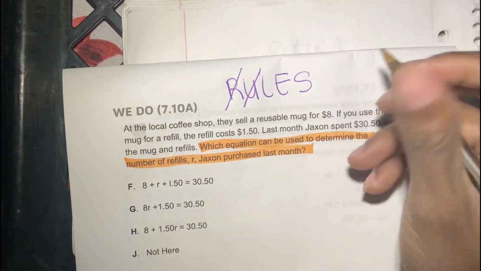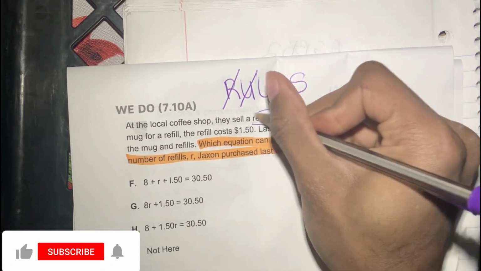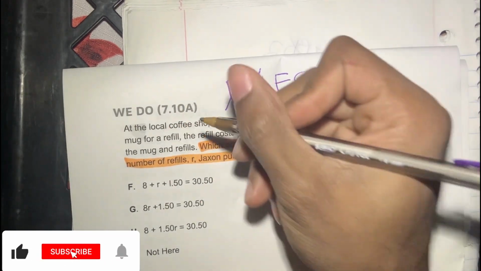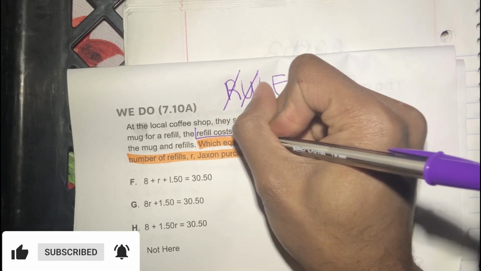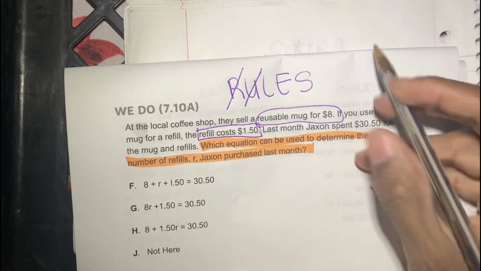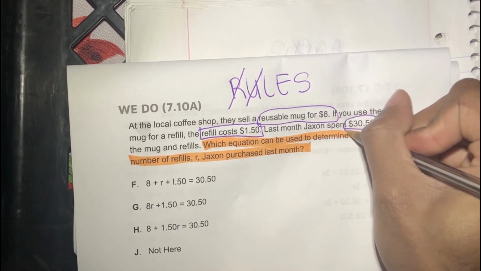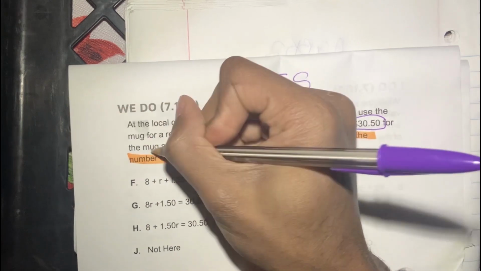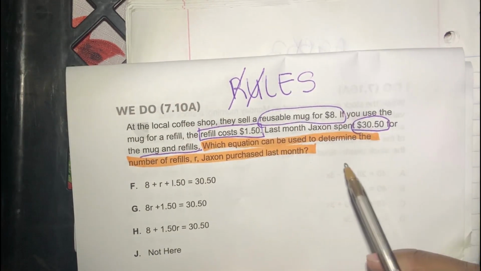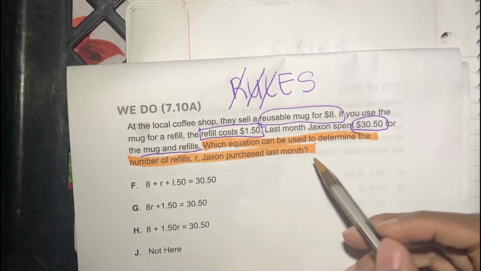Now we're going to label and annotate. They sell a reusable mug for $8. If you use the mug for a refill, the refill costs $1.50. Last month, Jackson spent $30.50 total for the mug and the refills. So now, after we've labeled, we can evaluate here.